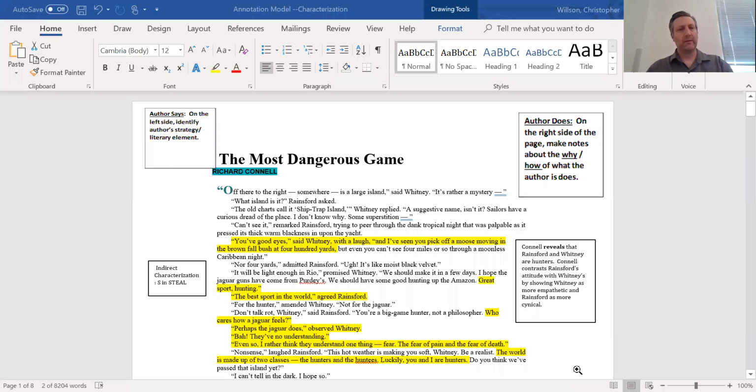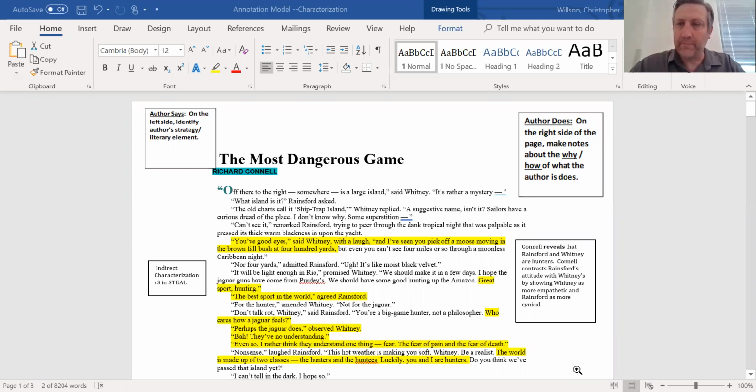We'll also be looking at direct versus indirect characterization, mostly indirect characterization today. External versus internal conflict, static versus dynamic characters, character motivation, and the protagonist versus the antagonist. So let's look at our Most Dangerous Game. Here we are.